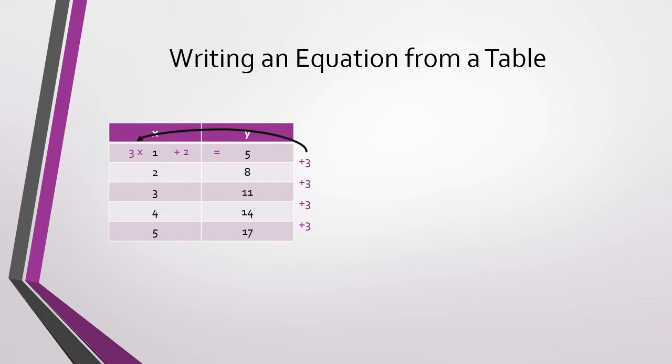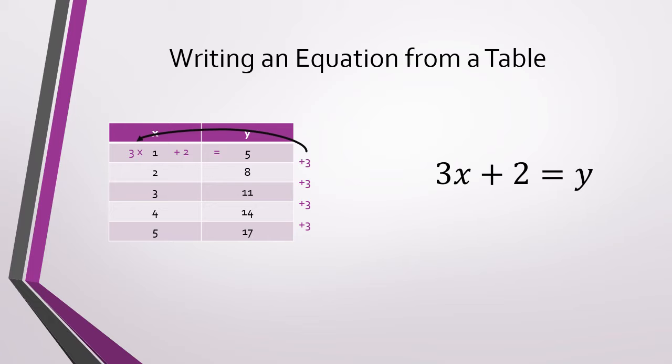So the equation for this table is 3 times the independent variable x plus 2 gives us the dependent variable. And you can check that by looking at the second row, where x is 2. 3 times 2 is 6, plus 2 gives you 8. The next row, 3 times 3 is 9, plus 2 gives you 11, and so on. So if you're comfortable doing it that way, keep going, that's fine.